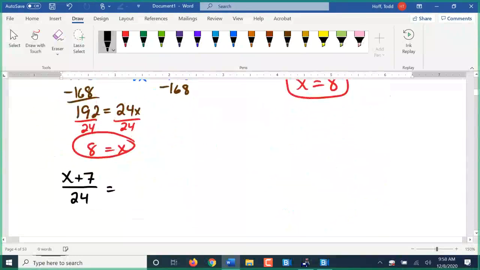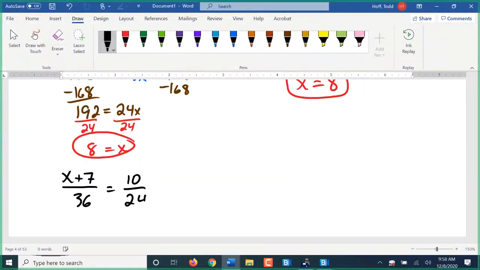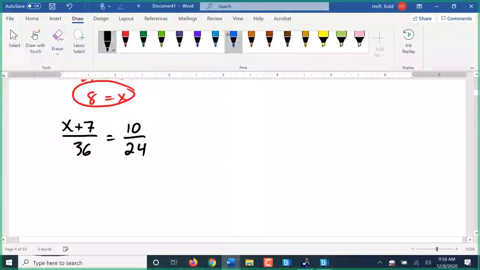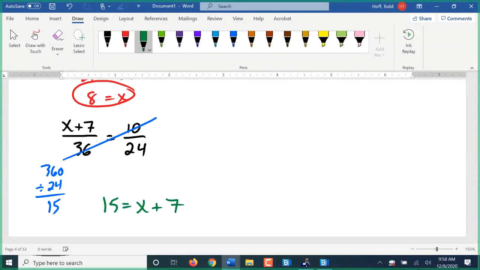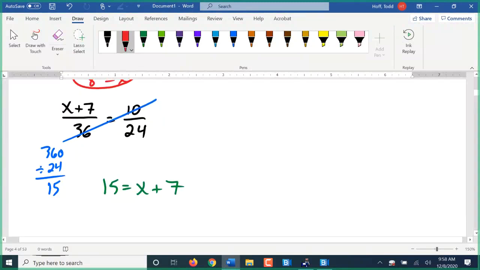Not 20. But what we could have done was this. We could have done cross multiply and divide. 36 times 10 is 360, divided by the 24 would have given us 15. But what we would have to remember is it's not x equals 15. It's x plus 7 that equals 15. So we still have an equation to solve. We would have to subtract 7, get x equals 8.